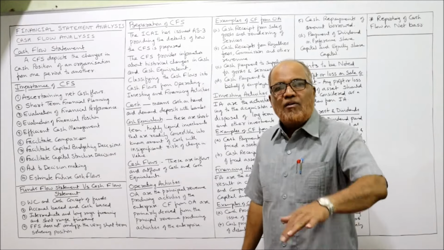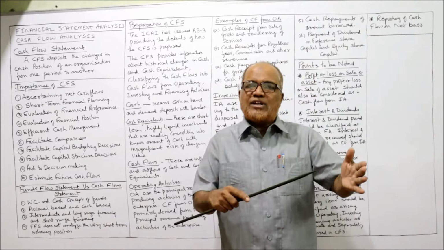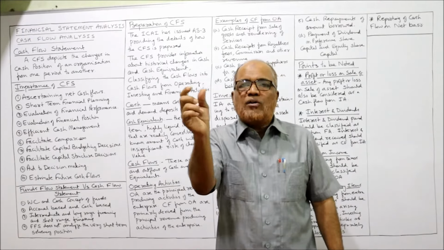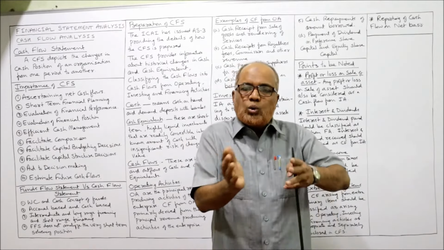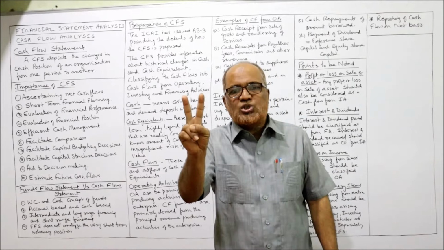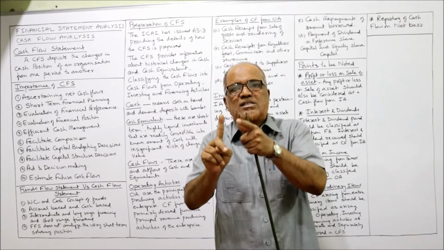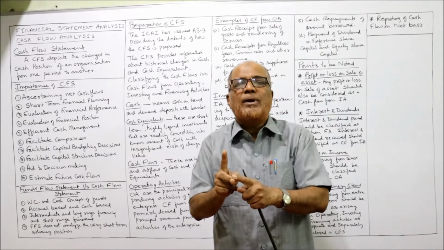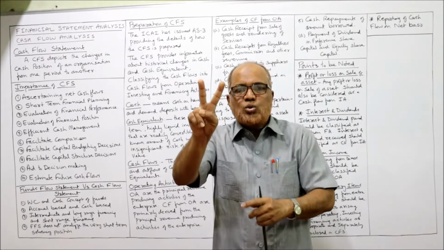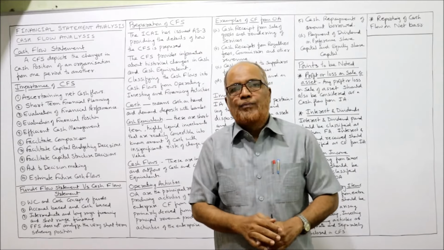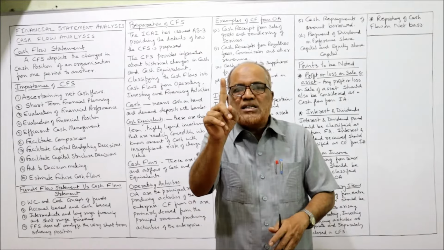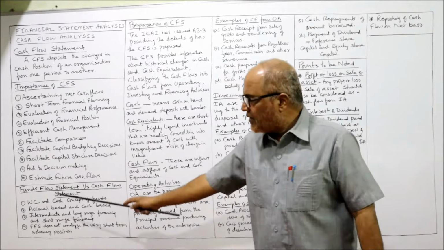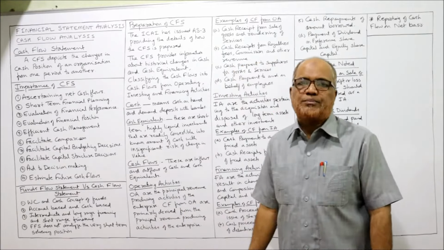cash flow statement. One more difference is, in making funds flow statement, we will make a separate statement of changes in working capital. The two statements we will make in funds flow statement. The first statement, statement of changes in working capital. Second, statement of source and application of funds. These two statements are prepared in funds flow, whereas not two, only one statement will be prepared in cash flow statement. These are the differences between funds flow statement and cash flow statement.